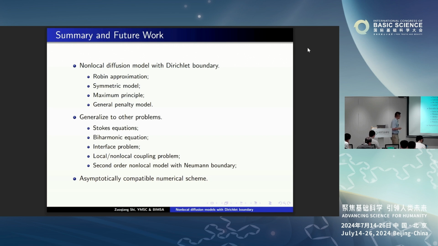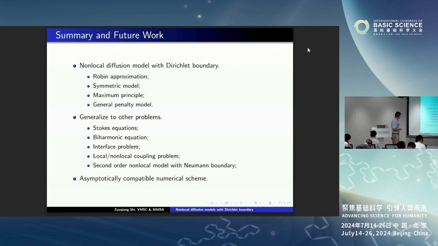The other problem we are working on is to develop a second-order non-local model with Neumann boundary conditions. As I mentioned earlier, the Neumann boundary condition is natural in non-local models. But in that way, you can only get a non-local model with first-order convergence, because the boundary term of the second-order derivative is only first order. It's the limitation to get a high-order non-local model. So now we are working on second-order non-local models with a Neumann boundary condition.